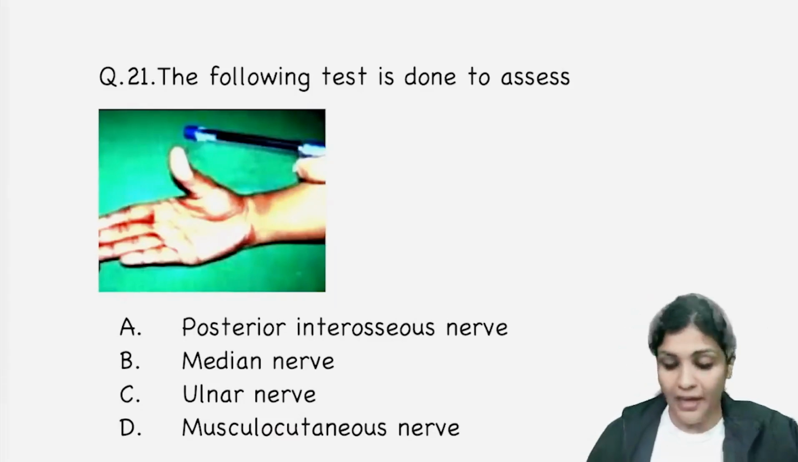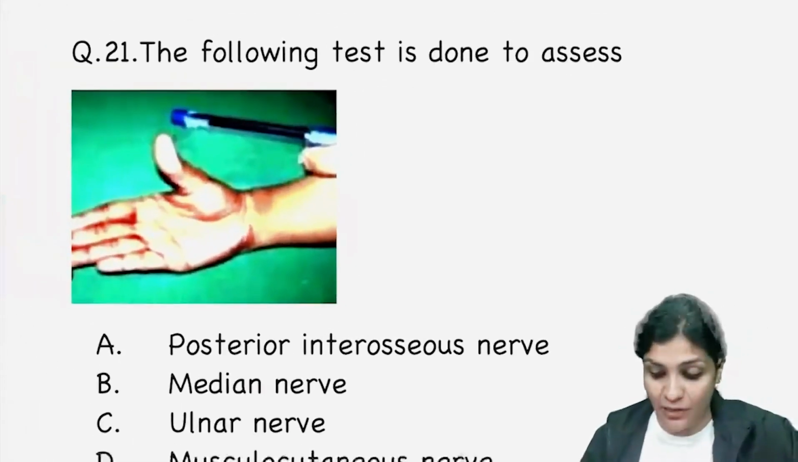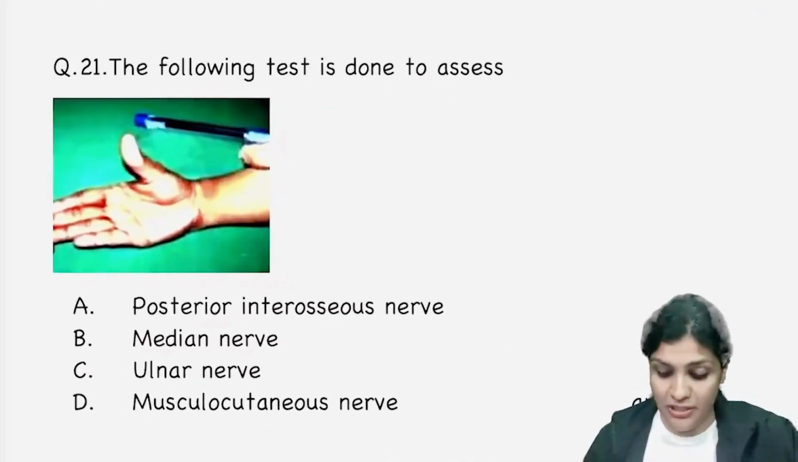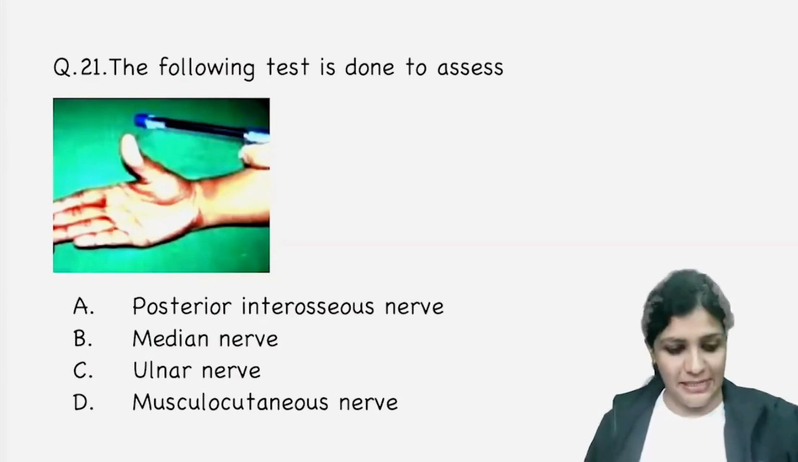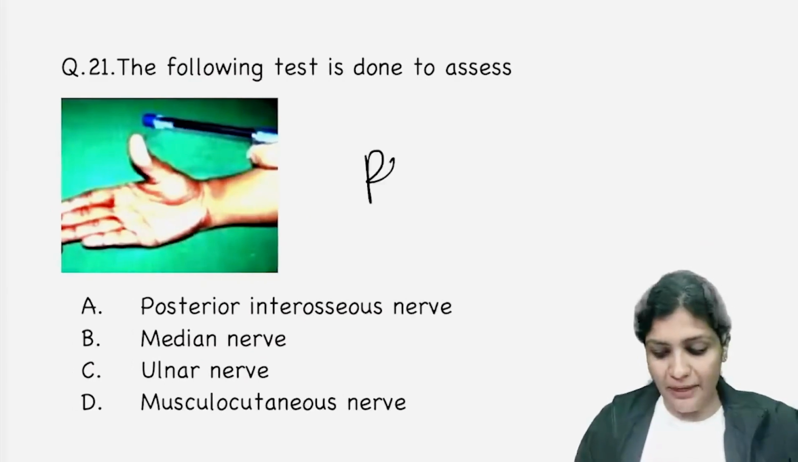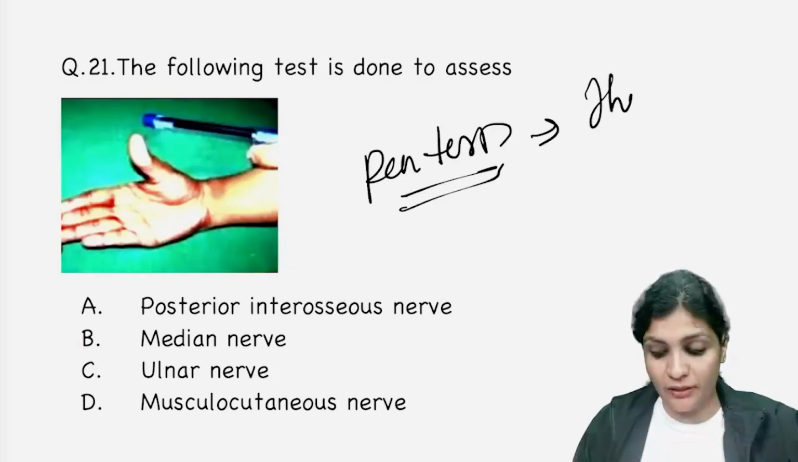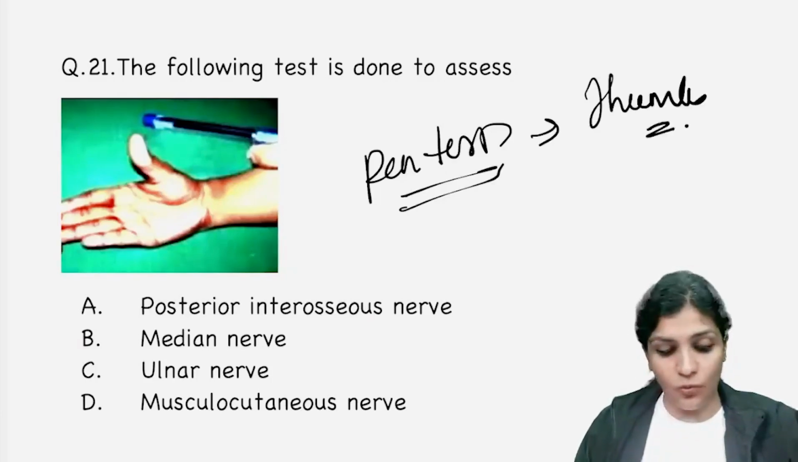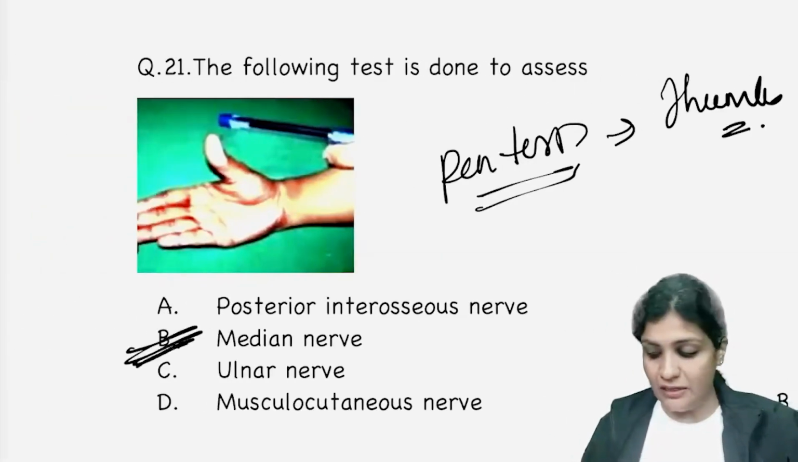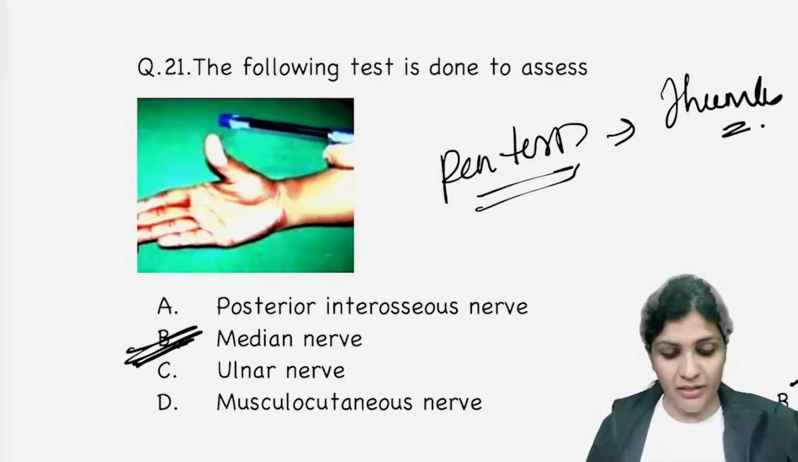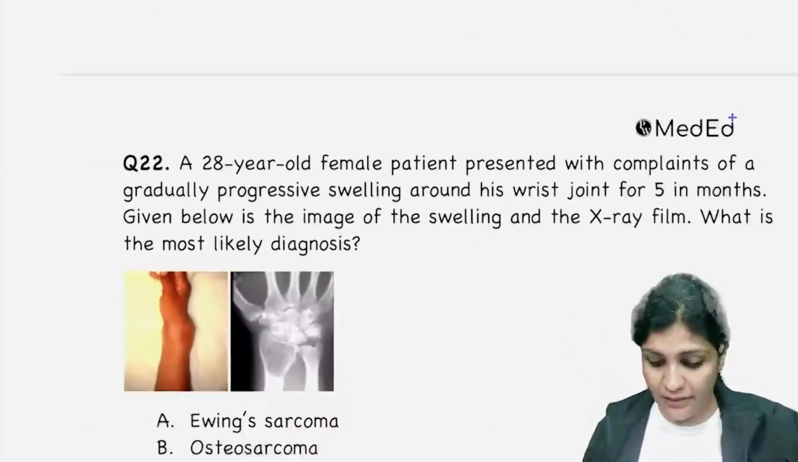Okay. Now, which nerve is the following test done to assess? Posterior interosseous nerve, median nerve, ulnar nerve, or musculocutaneous nerve. What is this test? Very easy. This is a pen test. We already learned. And what is he doing? He's doing the thumb, right? Thumb, I told you, is always related to your median nerve. So the answer here is the median nerve. We have already dealt with this.